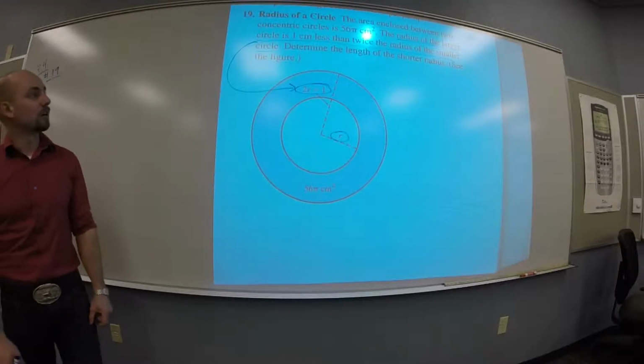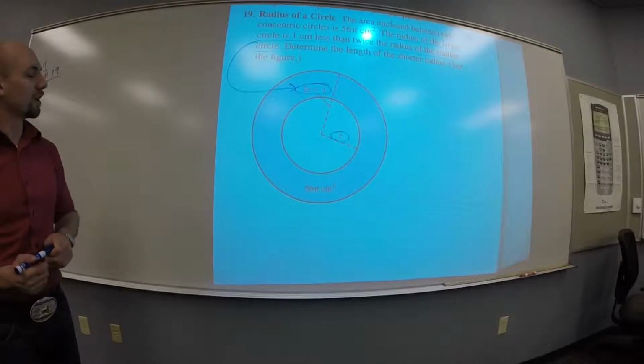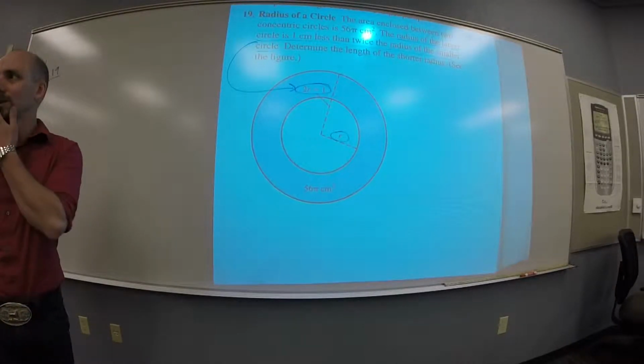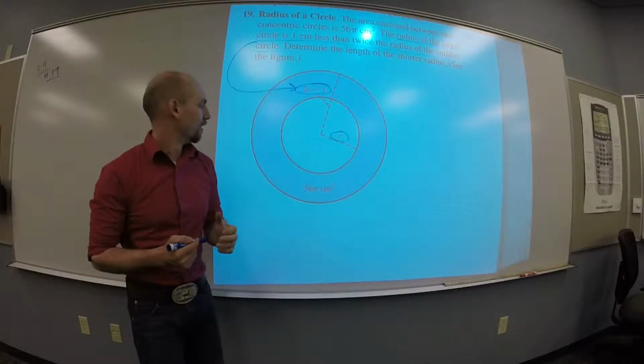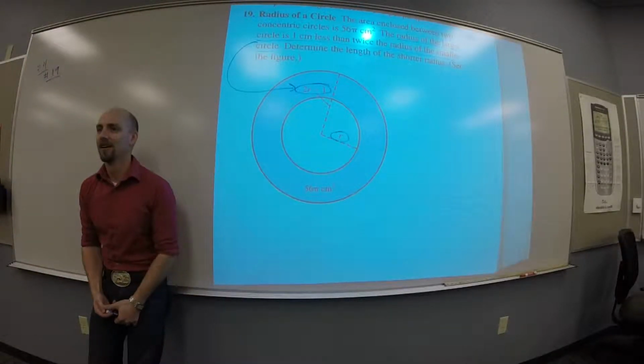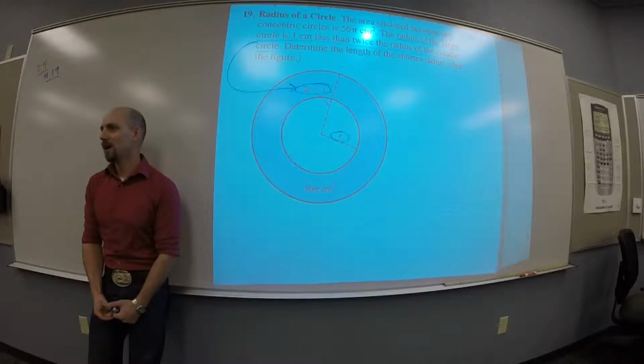Now all I have to do is determine the length of the shorter radius. I have to know something about circles. What do you have to know about circles? What am I looking for here? I'm looking for r, right? So I need some kind of a way to relate r to what? Pi? Kinda.